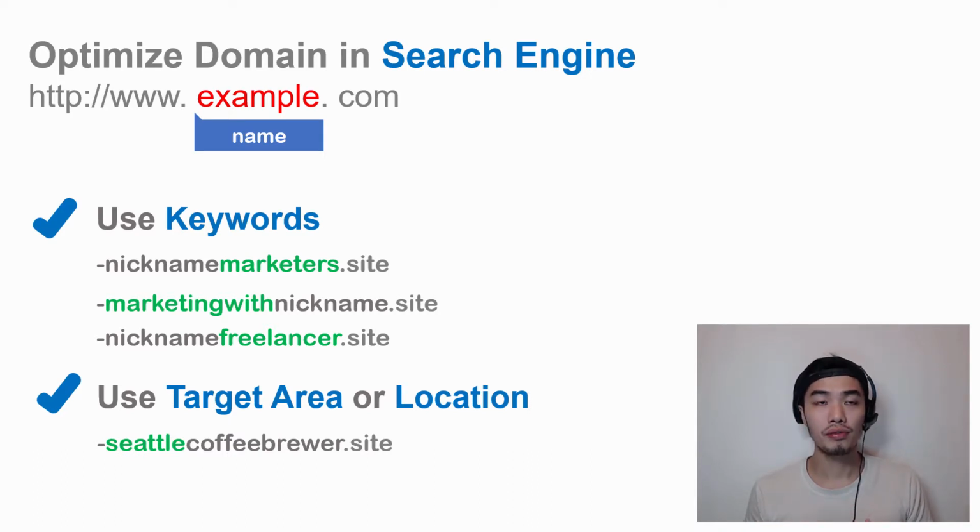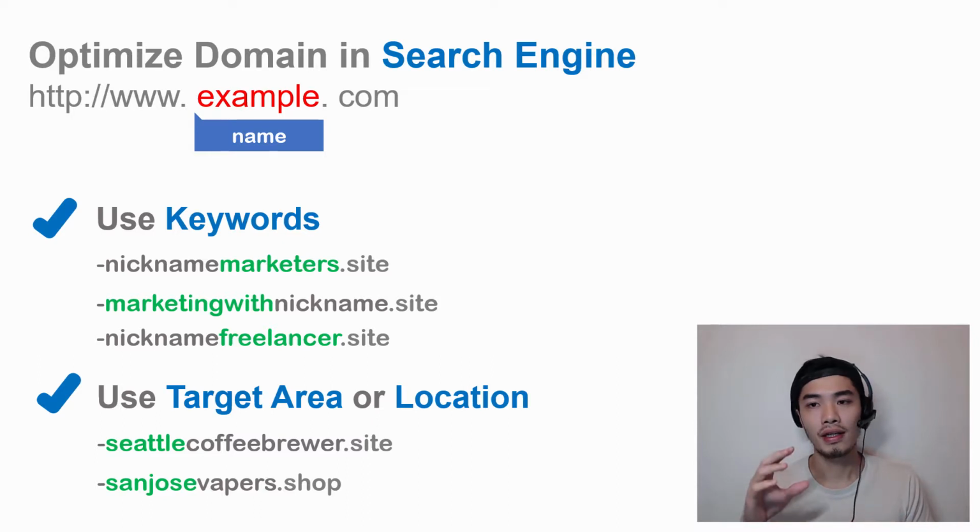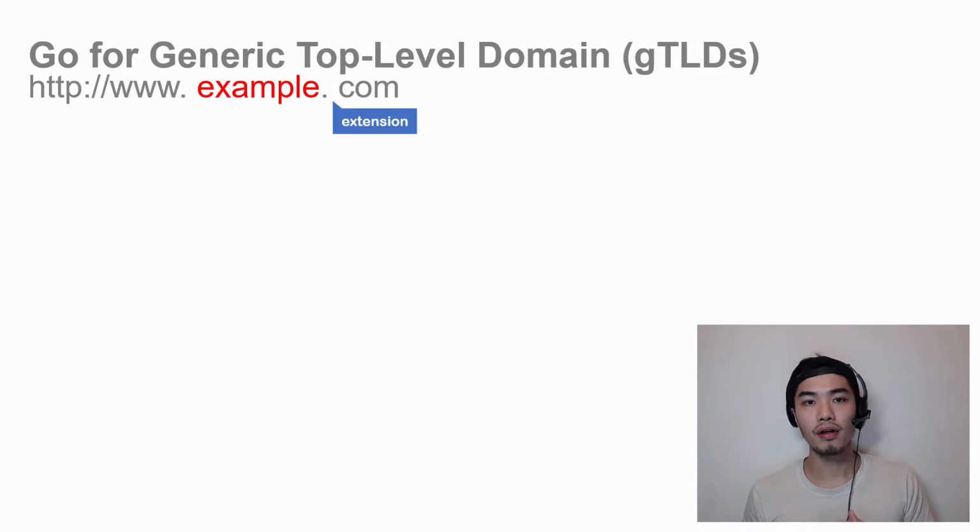So when people try to search, is there any coffee shop in Seattle, your website tends to show up in the search engine. Or San Jose Vapors.shop. Vapor stands for something like vaping, which is electronic cigarettes. So if you have a physical shop, the best way is to put the location of your shop inside this domain name. Right now it's on the extension, which is .com.